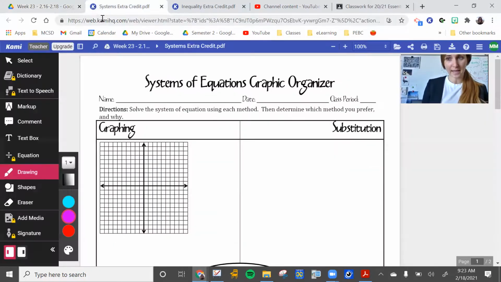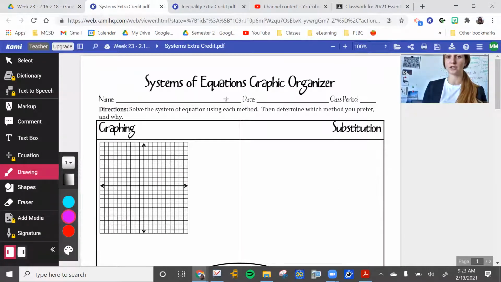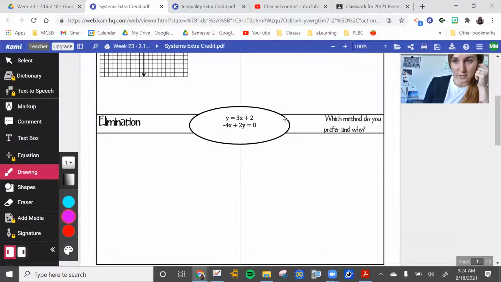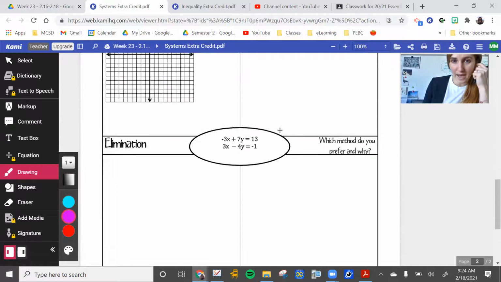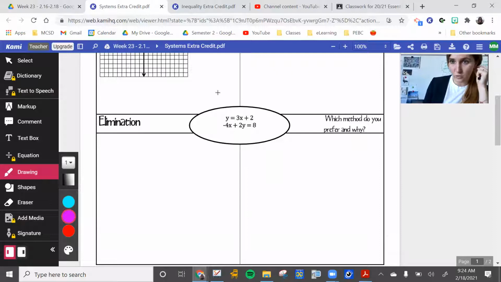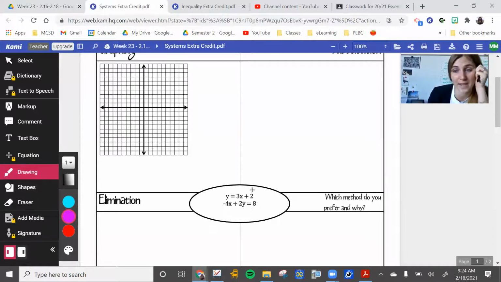And then the second extra credit opportunity has to do with systems of equations. This is 2 pages, front and back, and you will check out the system of equations that's written in the middle, and you're going to solve it 3 different ways.